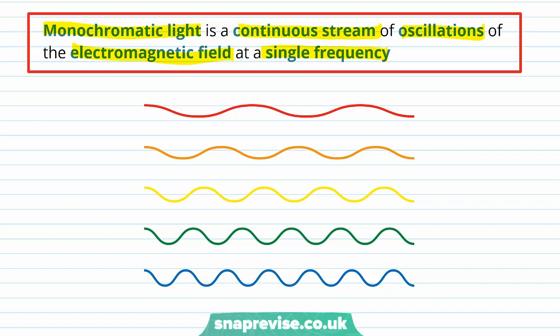So for example, here are some frequencies taken from the visible region of the electromagnetic spectrum. So we know red light has a particular frequency, orange light has a particular frequency, yellow light, green light, and blue light. So all of these colours of light are monochromatic because they have a single frequency.